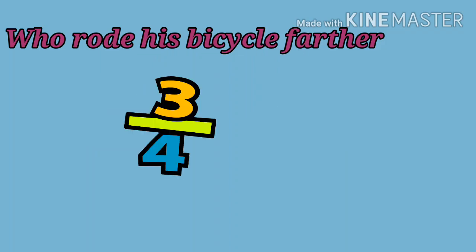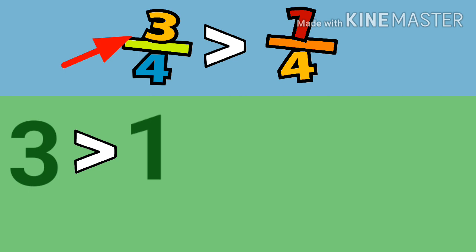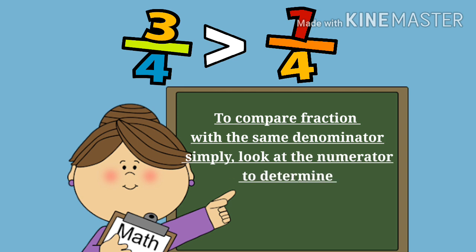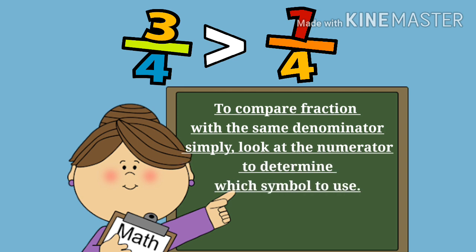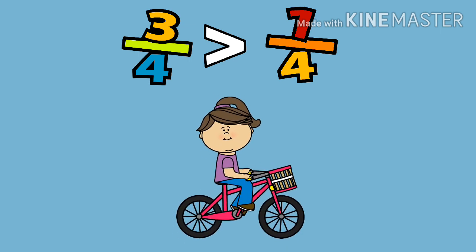Here, both of these fractions have the same denominators. So, we can compare the numerators of the fractions. Since 3 is greater than 1, 3/4 will be greater than 1/4. Let's repeat. To compare fractions with the same denominator, simply look at the numerator to determine which symbol to use. And hence, in the first situation, the girl rode his bicycle farther.